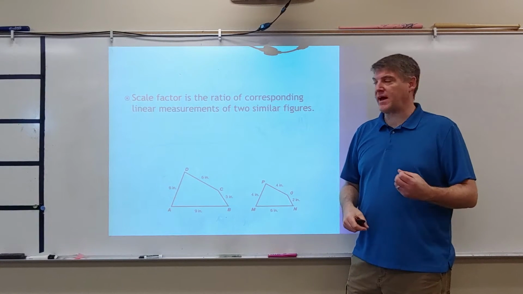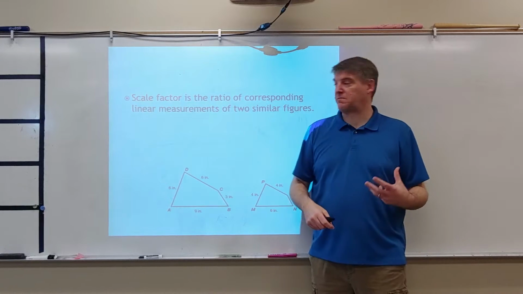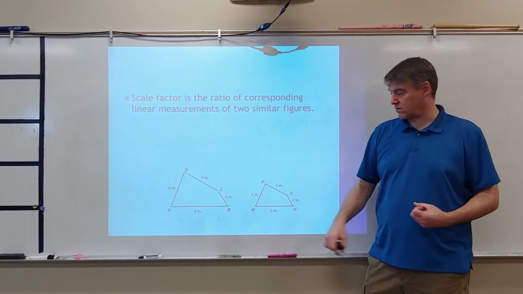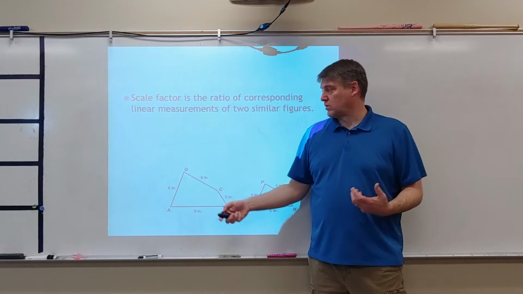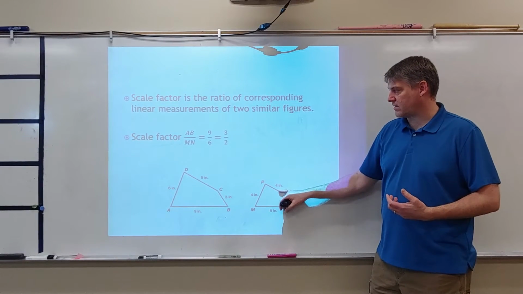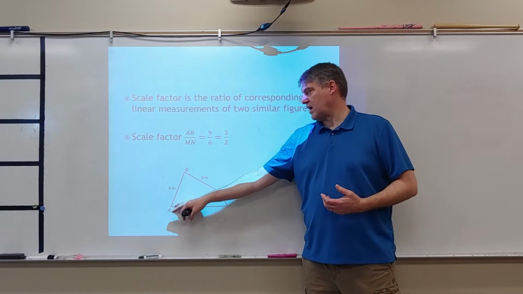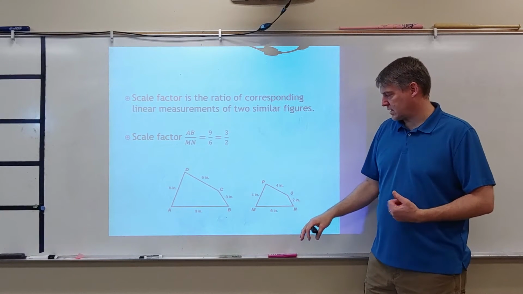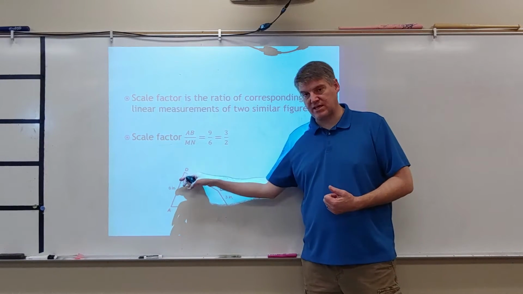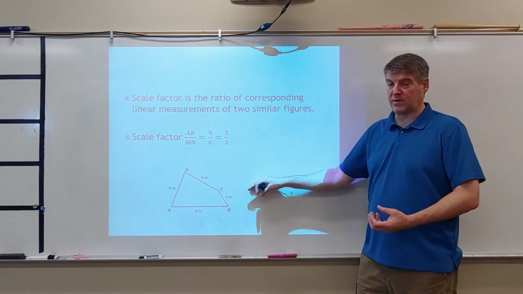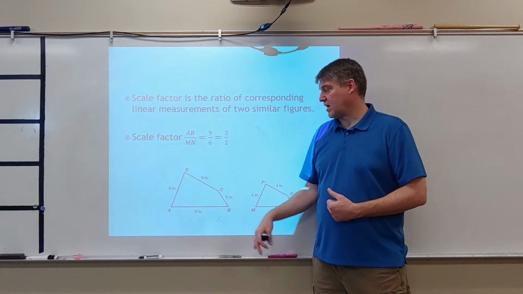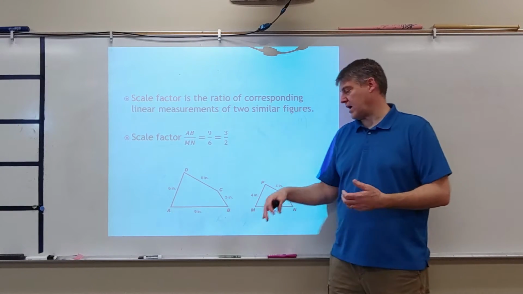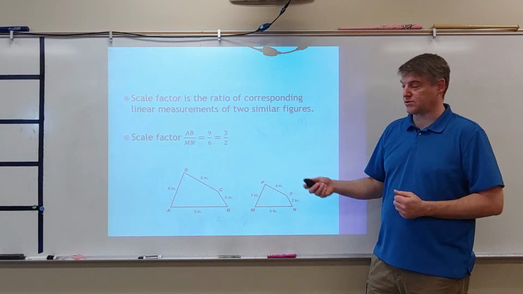A scale factor is the ratio of corresponding linear measurements of two similar figures. So now when we're looking at this, the scale factor of ABCD to MNOP is 3/2. If I say MNOP to ABCD, it's going to be 2/3.